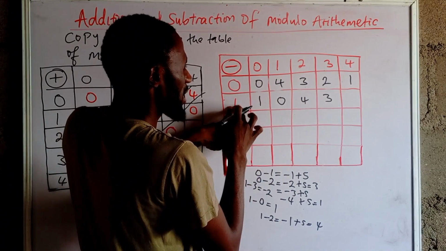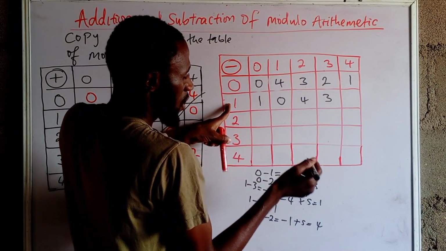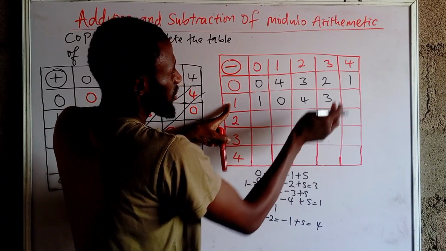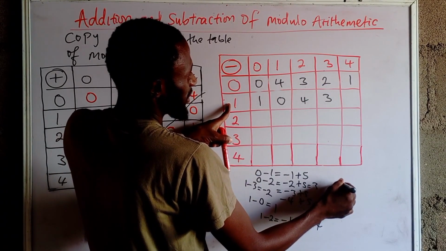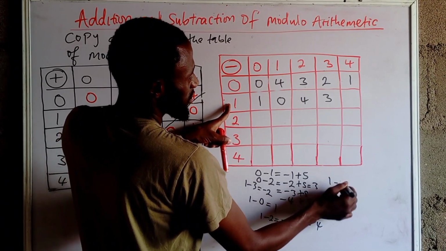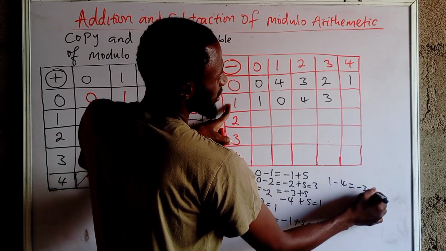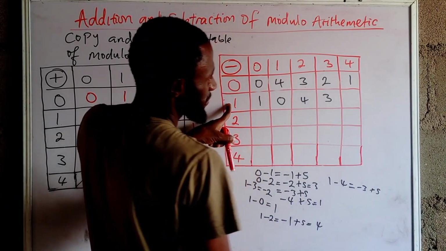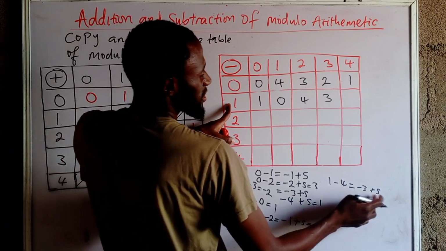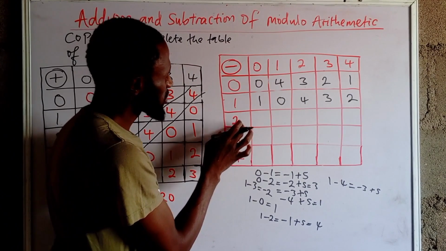In the next case, you have 1 minus 4. 1 minus 4 will give minus 3. Minus 3 plus 5, here you will get 2. Then you can keep subtracting.